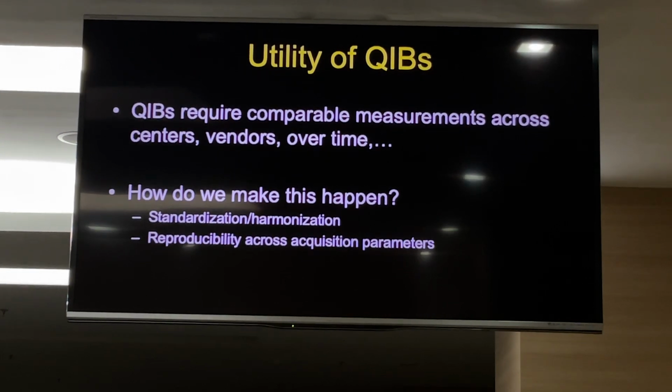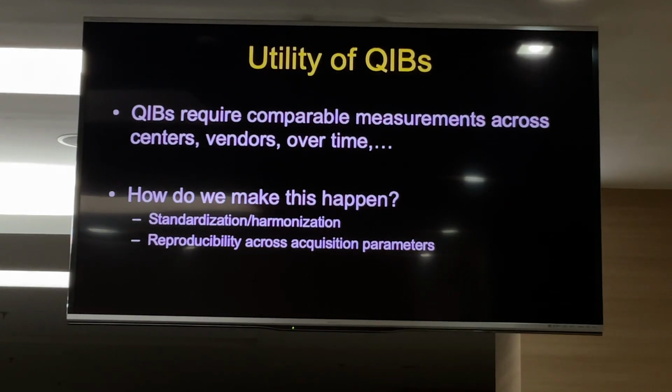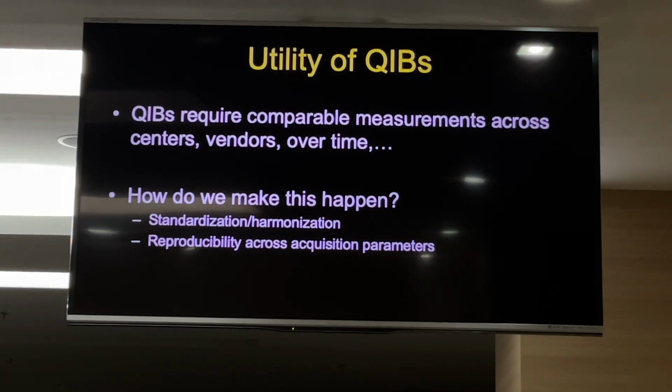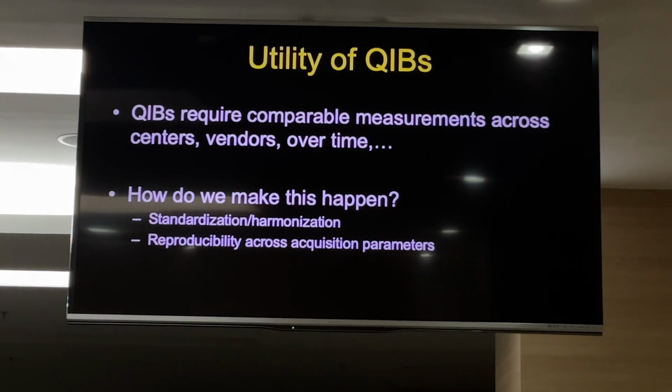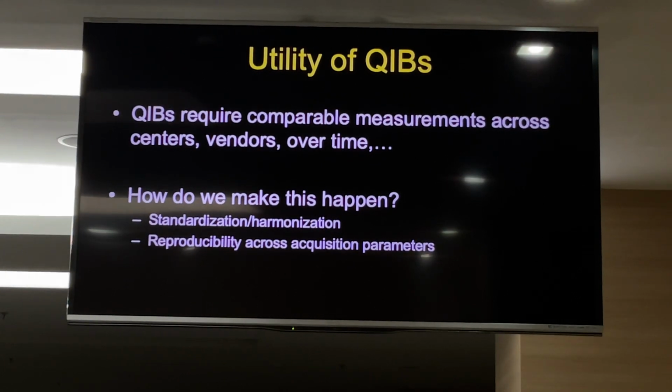Okay, but just going back to the big picture, we want quantitative imaging biomarkers that are comparable, so that if you get measurements across different centers, vendors, over time, you can compare those measurements, just like in the case of blood analysis. So how do we make this happen? One approach is to standardize, to harmonize the data across different centers, and the other complementary approach, not exclusive, is to develop methods that are highly reproducible. So if you change your acquisition parameters, you still get the same measurement.